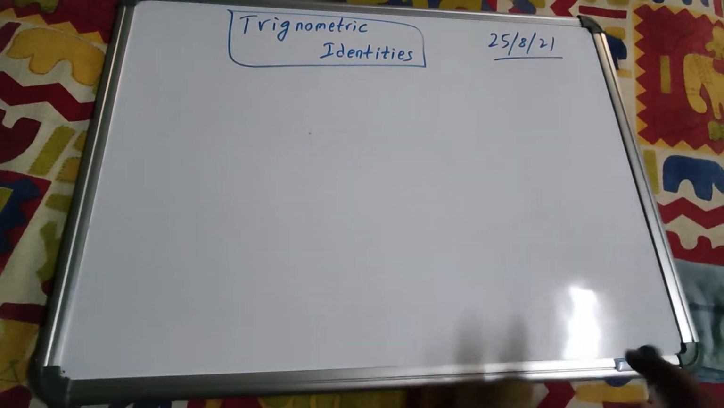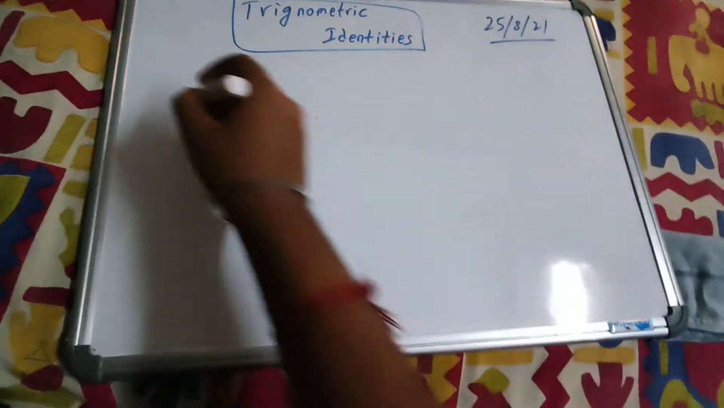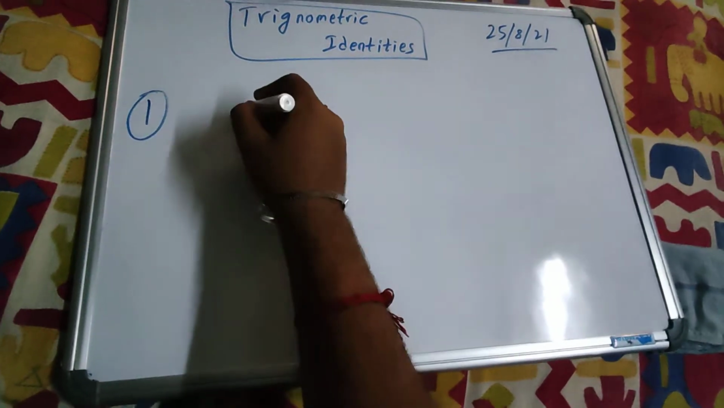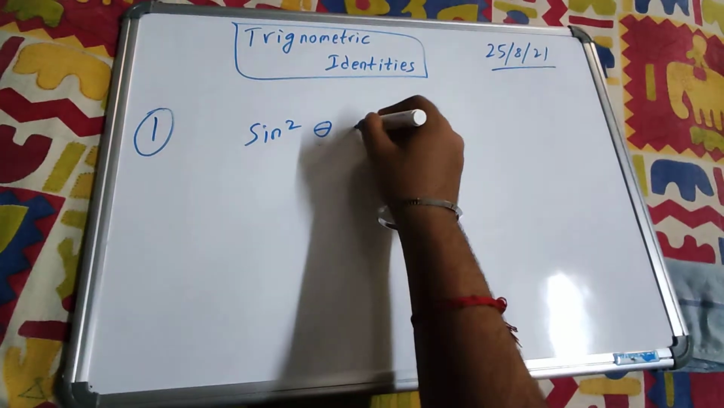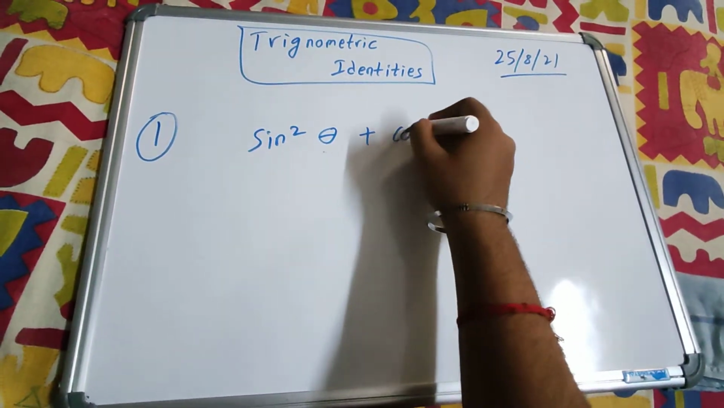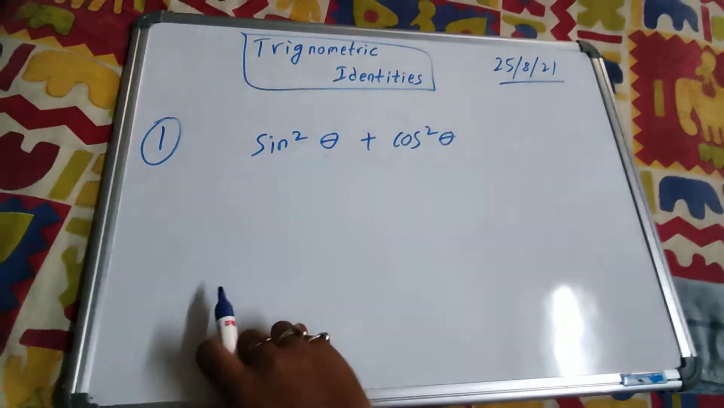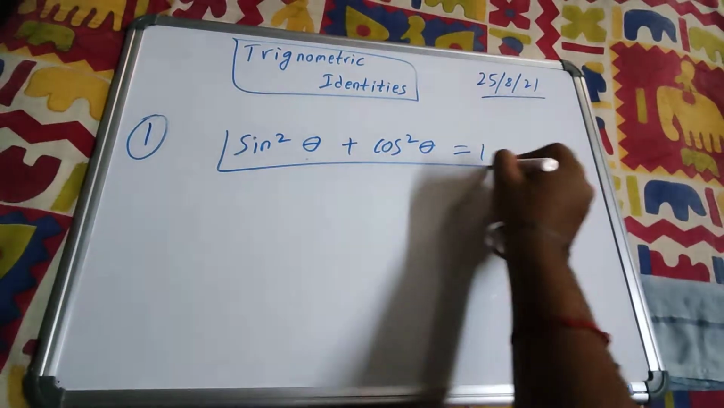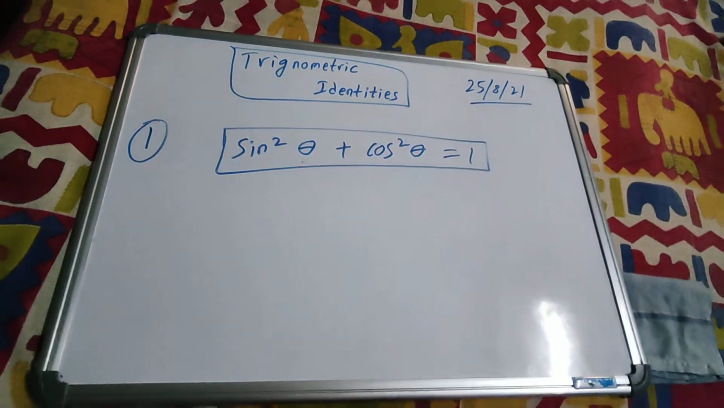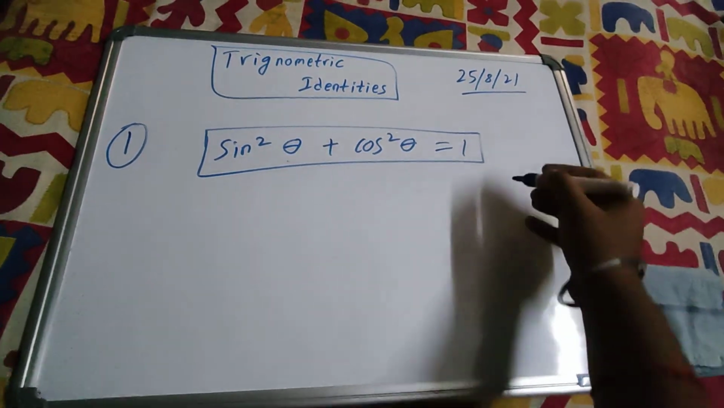So first we will write the number one formula, the number one identity. The number one identity is sin square theta plus cos square theta is equal to 1. Remember this one. Sin square theta plus cos square theta is equal to 1. This is the main formula.